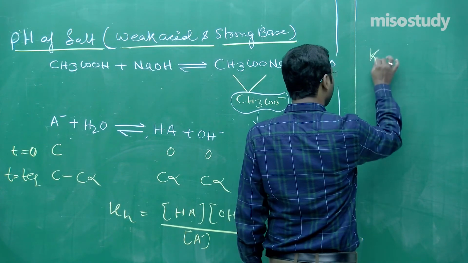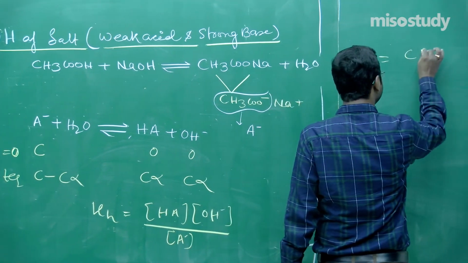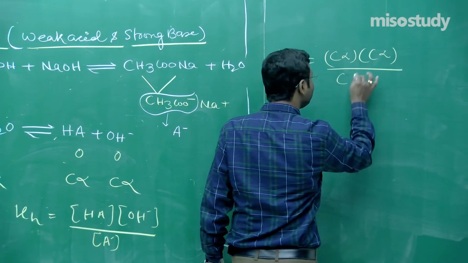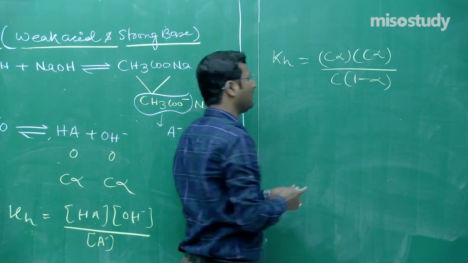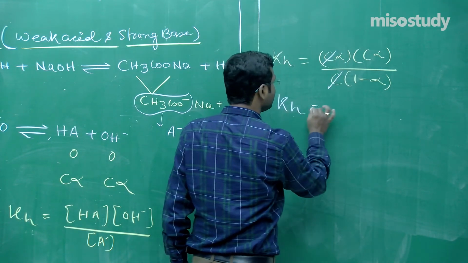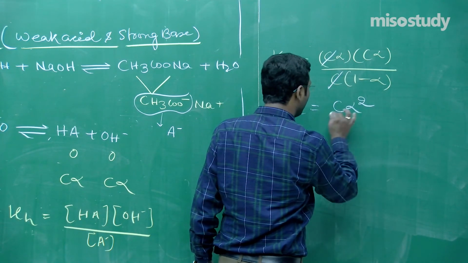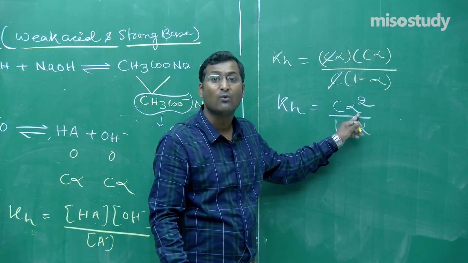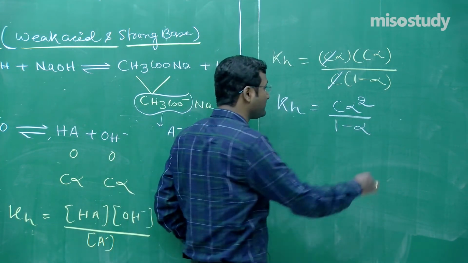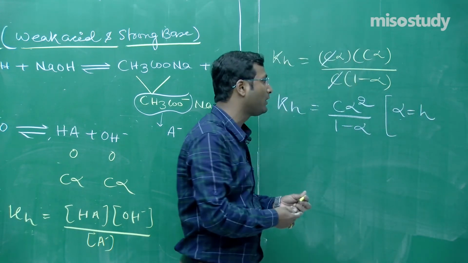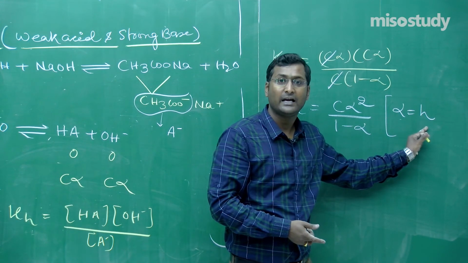So KH is equal to, put the value, C alpha into C alpha upon C into 1 minus alpha. Okay friend, now this will cancel each other. KH is equal to C alpha square upon 1 minus alpha. You can replace alpha with H because it is salt hydrolysis. So you can write alpha is equal to H. As I told you before, this H is degree of hydrolysis.